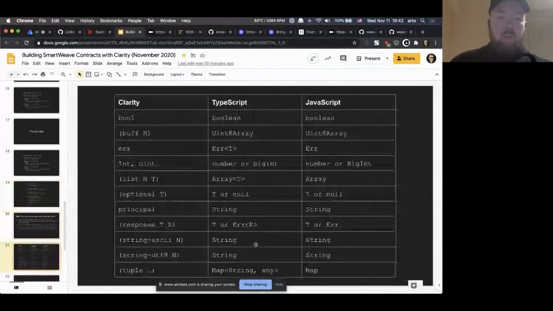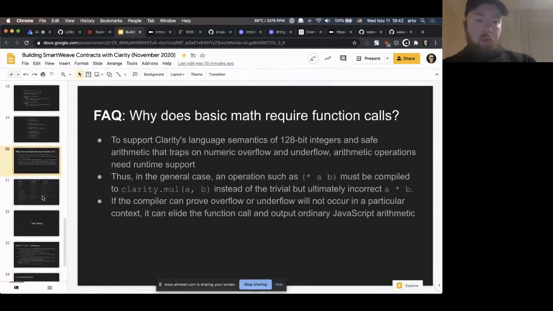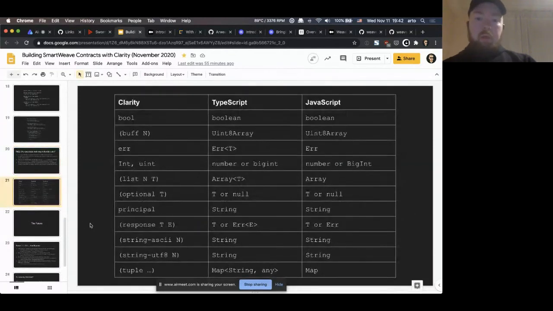As an FAQ, some people have asked me why we have to call out to the add, multiply, subtract, and divide functions, and that's of course so that we can handle the overflow. I won't dwell on that. Here's a short table of how we map the types from Clarity into ultimately JavaScript. I've included TypeScript just so that you can see perhaps at a better level of granularity how things work. Shan't dwell on that.